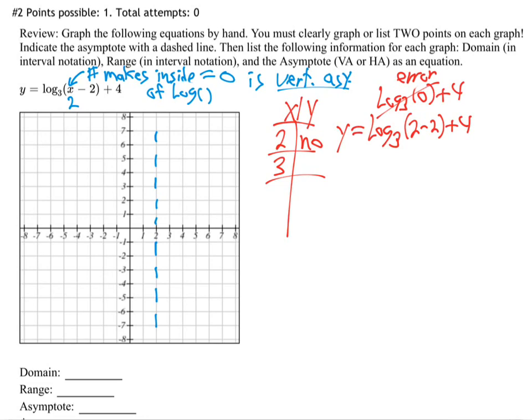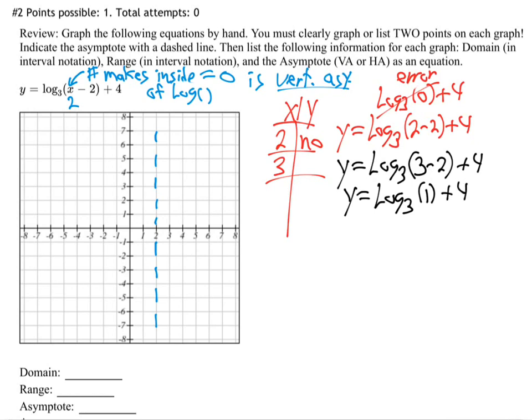So then we go up from there. That tells us where we start. We go up from there. So let's plug in 3. So y is log base 3 of 3 minus 2 plus 4. And what's that? That's log base 3 of 1 plus 4. Now, how do we do log base 3 of 1 on our calculator?